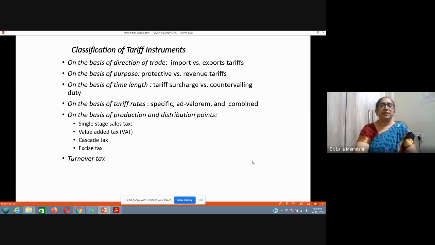On the basis of tariff rates, we have specific, ad valorem and combined tariff. Specific tariff is on the units. That is, per unit, you need to pay so much. So if you have multiple units, it is the tariff amount multiplied by the number of units that you pay as duty. Ad valorem duty depends on the value of the product. Maybe 10% of the value you have to pay as a duty, and combined is one in which the government combines both ad valorem as well as specific.